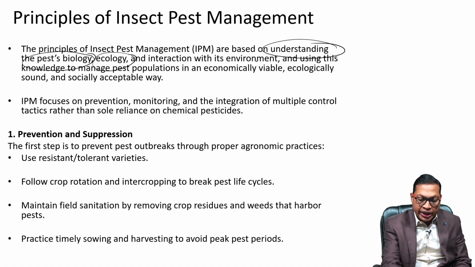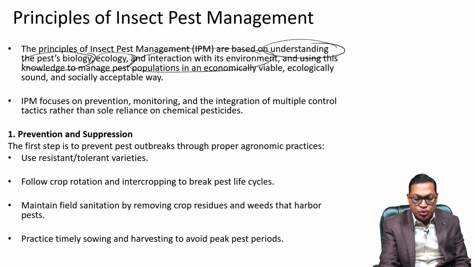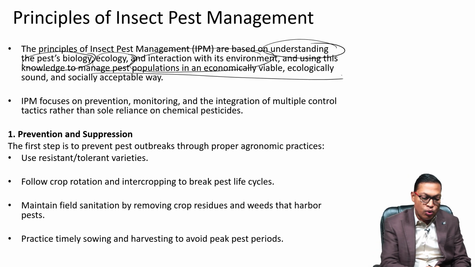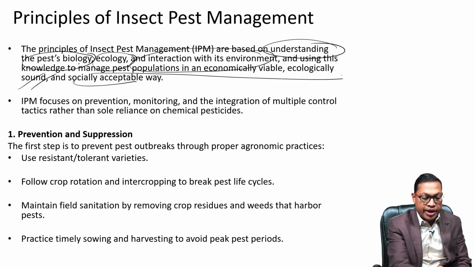So, how they interact with the environment, and using this knowledge to manage pest population in an economically viable, or we can say ecologically sound and socially acceptable way. So, we have to think for those type of strategies. There is one strategy, that is integrated pest management, where we can go for different type of combination of the cultural, mechanical, biological and different type of other methods in a good environment.